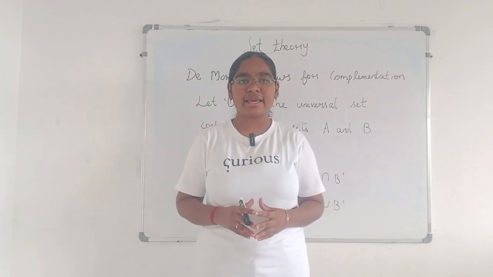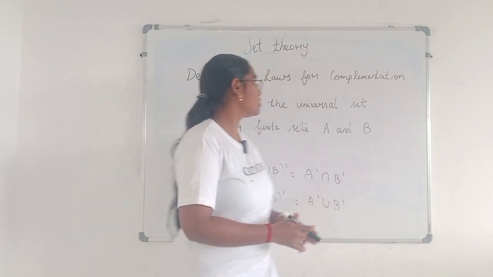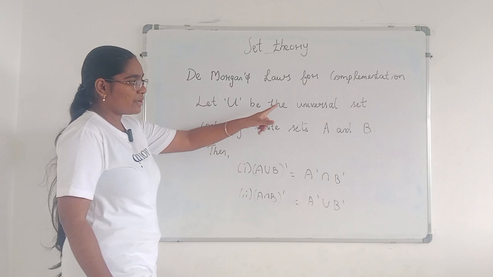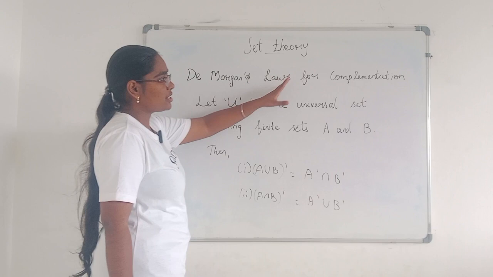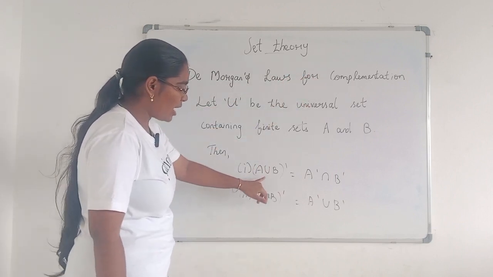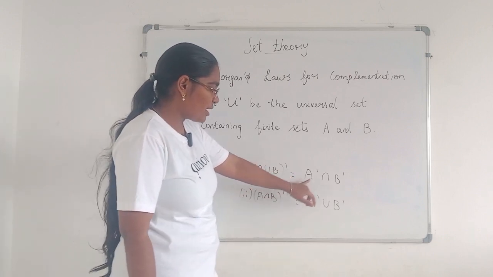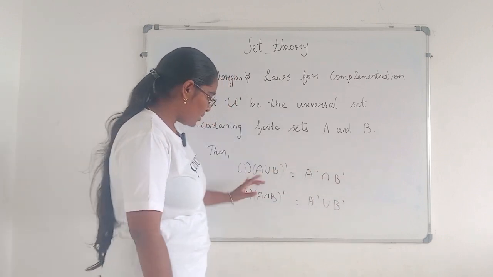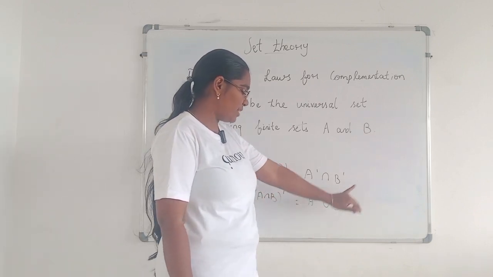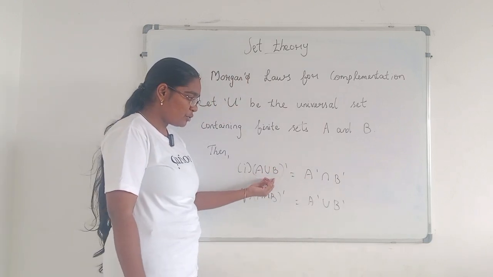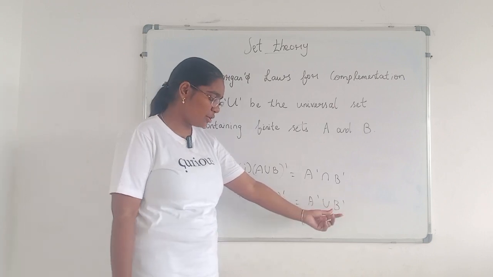In today's class in set theory, we are going to learn the concept of De Morgan's law for complementation. Let U be the universal set containing finite sets A and B. The De Morgan's law of complementation is: (A union B)' equal to A' intersection B'. Second one: (A intersection B)' equal to A' union B'. So here union means intersection, and intersection means, vice versa, union.